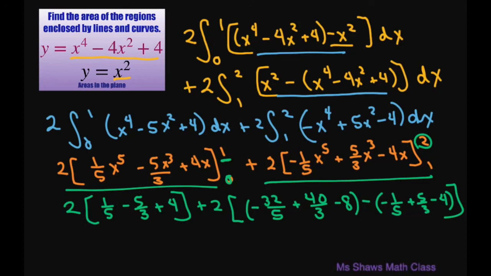All right. Now simplifying all this, you can actually pull out the 2 and simplify all this, but just use your calculator, and you are going to get the area equals 8.